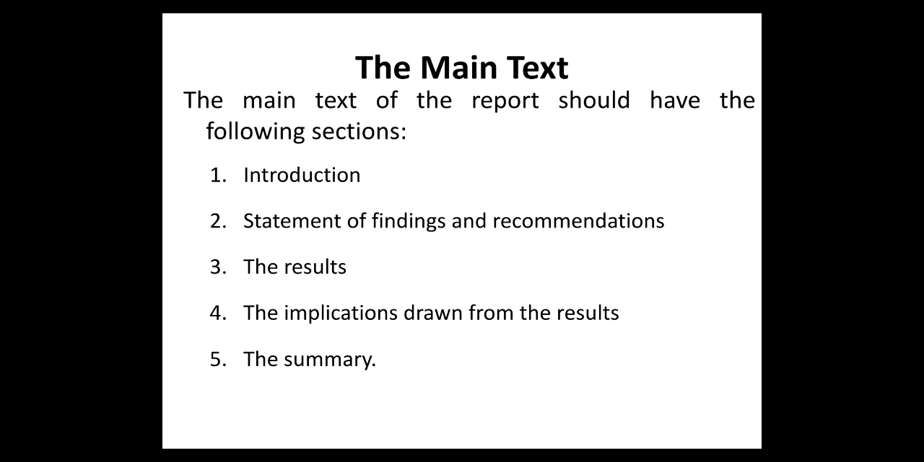The main text of the report should have the following sections. Here, first one, introduction, second one, statement of findings and recommendations, next one, the results, followed by the implications drawn from the results, and finally the summary. These are the sections the researcher has to include in the main text. Now we are going to discuss one by one.